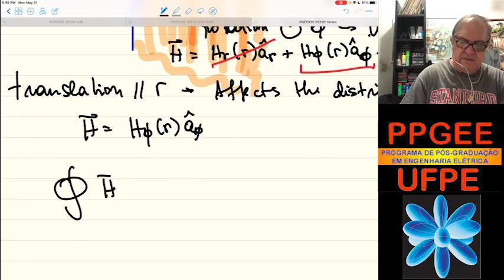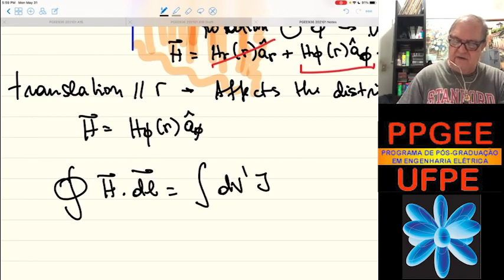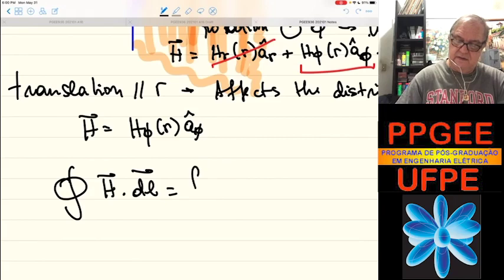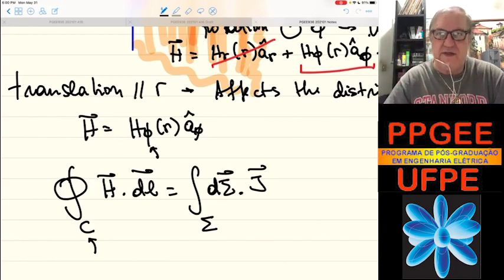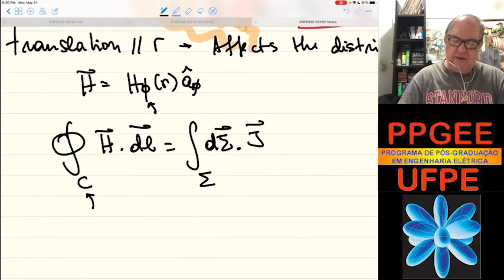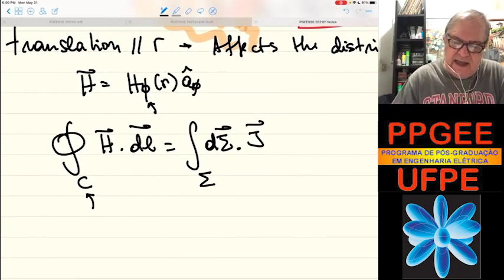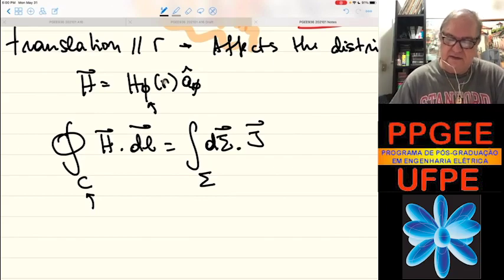Circulation of the field equals the current involved. So C encloses sigma, right? So we have to find a path on which the tangential component of H is constant. Well, for me to accomplish that, I just have to fix R, make it constant. Making R constant means a circumference, right?